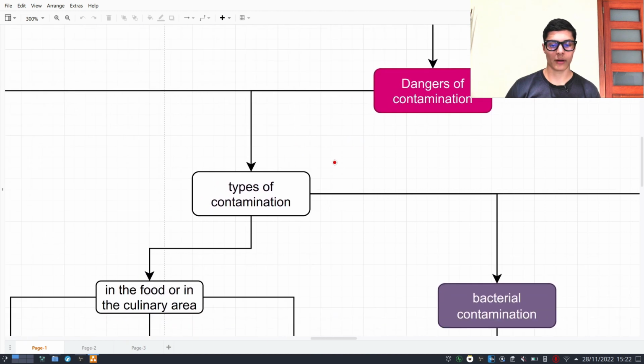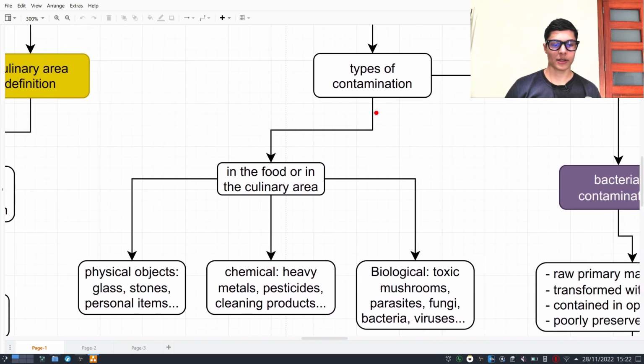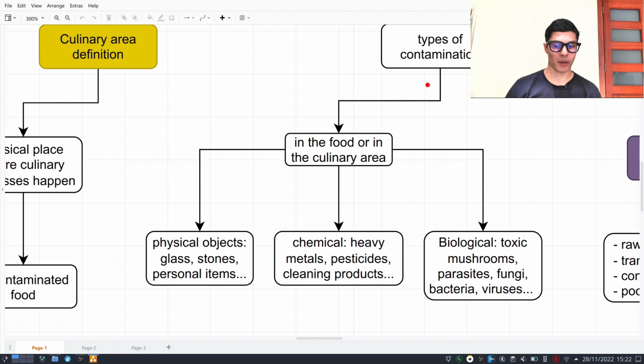Inside the culinary area, there are some dangers of contamination, and there are many types of contamination. We talked about bacterial or parasite biological contamination here, but you have to know that there are more types of contamination. In the food or in the culinary area, we can have three types of contamination mainly. Yes, because not only the food can be contaminated, but also the whole culinary area can be contaminated. In that case, it's even worse. So we have physical, chemical, and biological contamination.